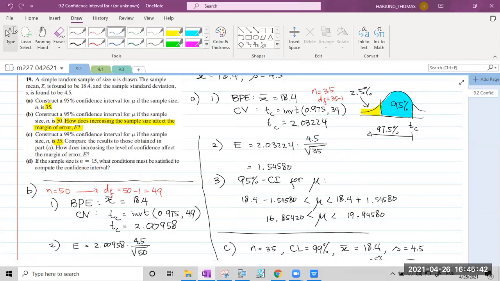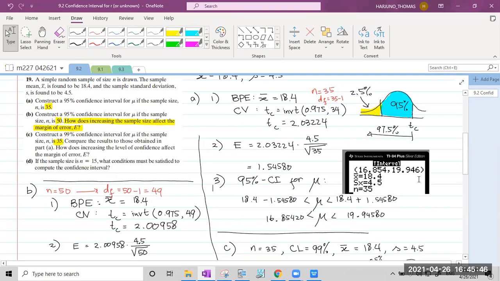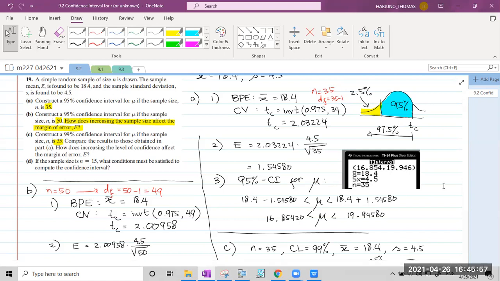But again, this is not to substitute. I will not accept this answer only in your test. I don't even give any point, not even any point, because the proper way to show confidence interval work is to show in these 3 steps, 1, 2, 3. You're supposed to even write that 1, 2, 3.